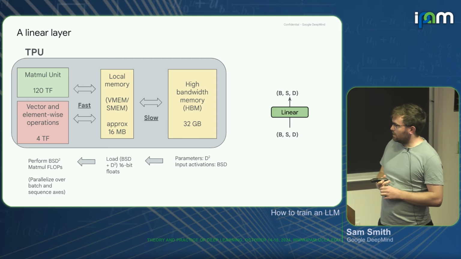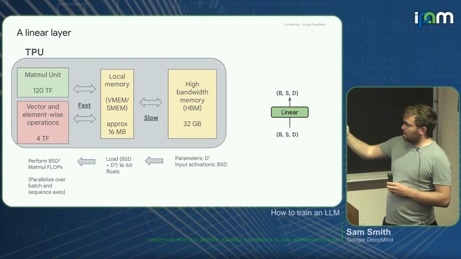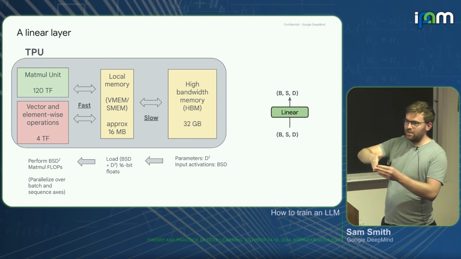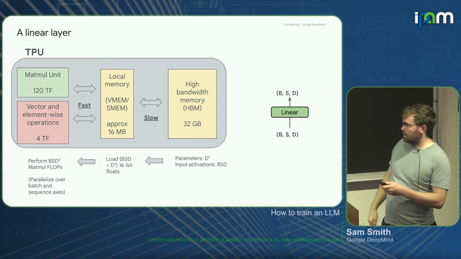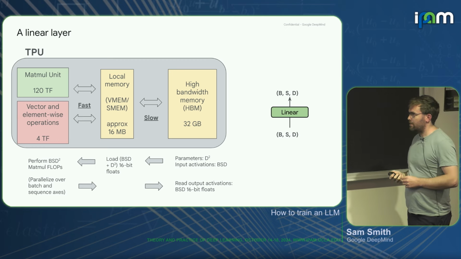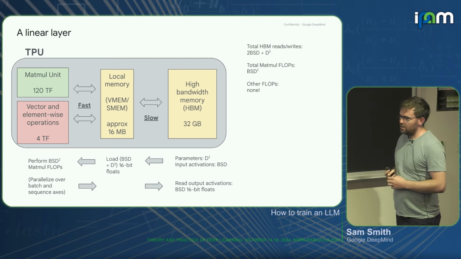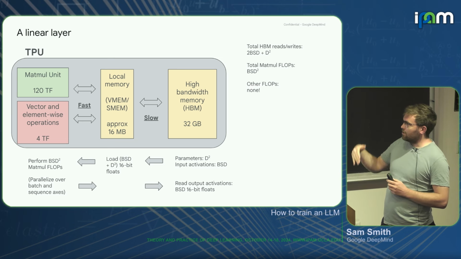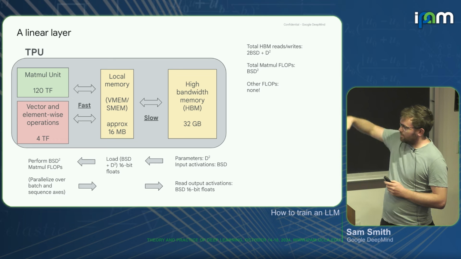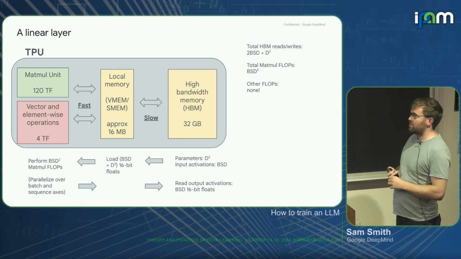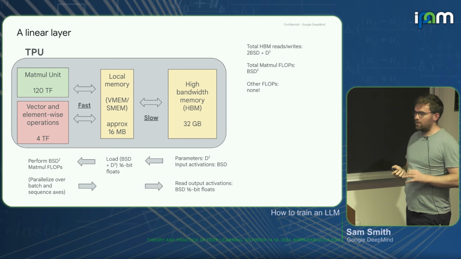Just one important aside: even if the batch size was 1, we can treat the sequence length as the parallelized dimension of that matmul. So we perform the flops, and then we read the output activations back. Hopefully that made sense. Whenever you analyze an operation, you just count up the different kinds of operation. We have some number of reads and writes and some number of matmul flops, and we don't have any flops that can't be done on the matmul unit.